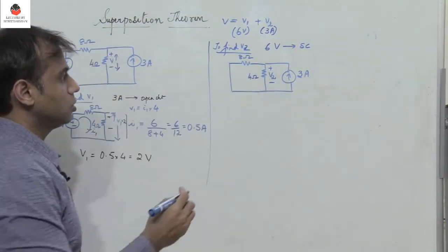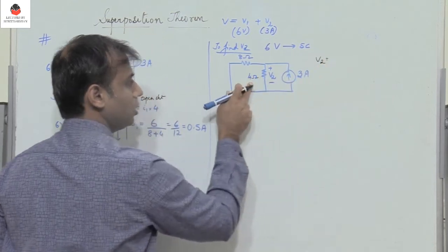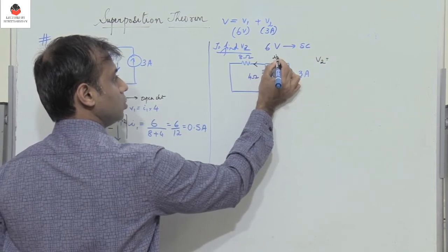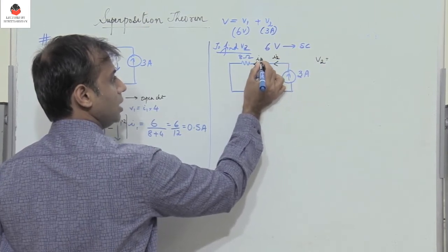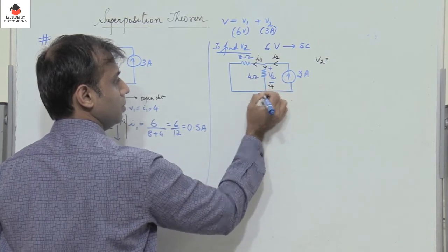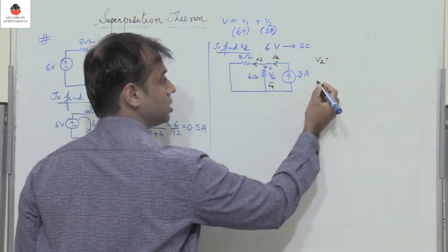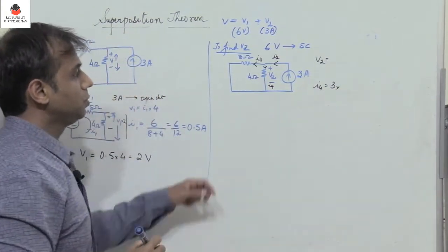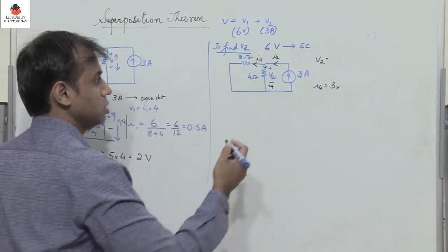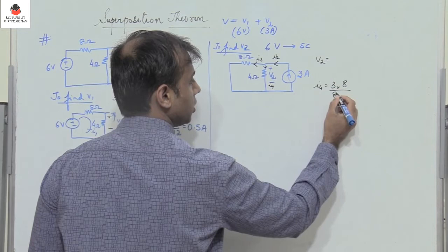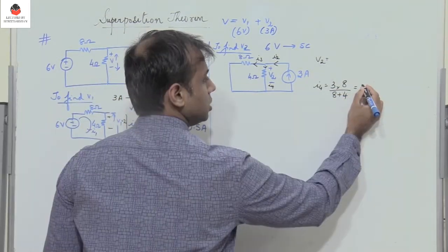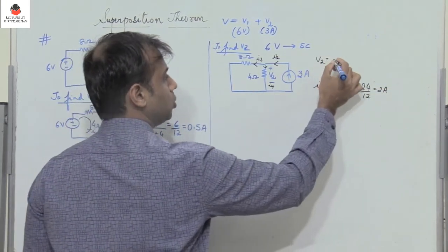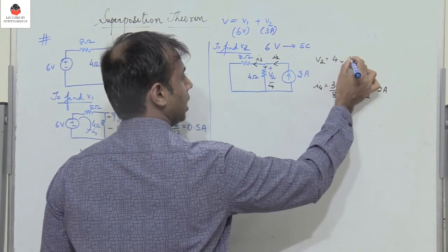So I need to find V2. What is V2? V2 is nothing but the current flowing through 4 ohms into 4, isn't it? So let this current be I2, and the 3 amperes gets divided as I3 and I4. So now we first have to find I4. What is I4? I4 is the total current 3 into the resistance of the other branch, which is 8, divided by the sum of the resistances 8 plus 4. So this is 24 divided by 12, which is 2 amperes. And we know that V2 is 4 into I4.